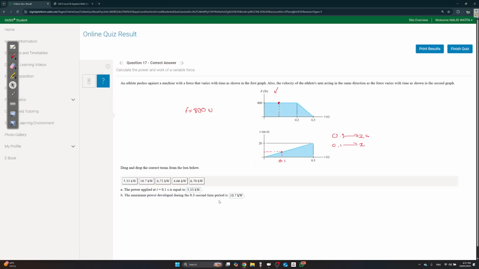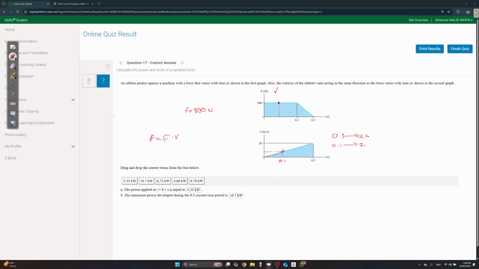The maximum power developed during the 0.3 second time period is what? To find the maximum power, remember again, power is equal to force times velocity. Our velocity is increasing over here, but you have to think about it. At what instant are we going to have the maximum power? We found the power at 0.1, and you can see that the power is increasing because the velocity is increasing, right?